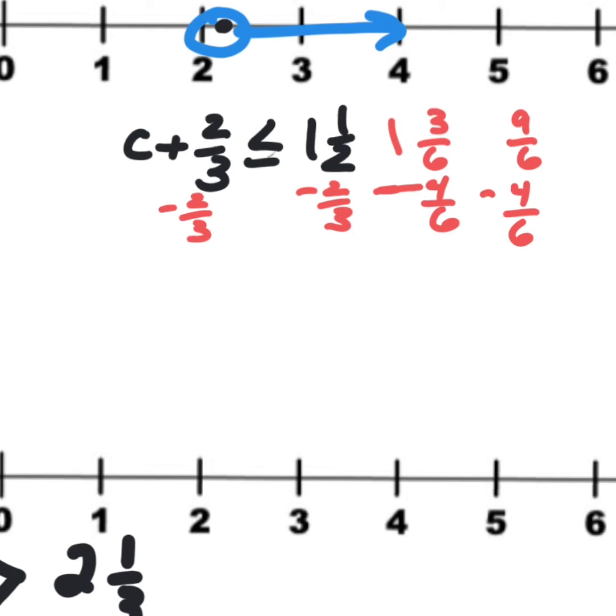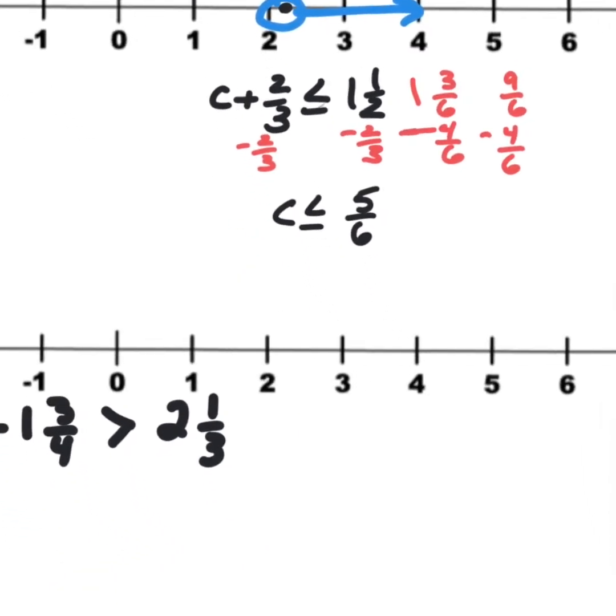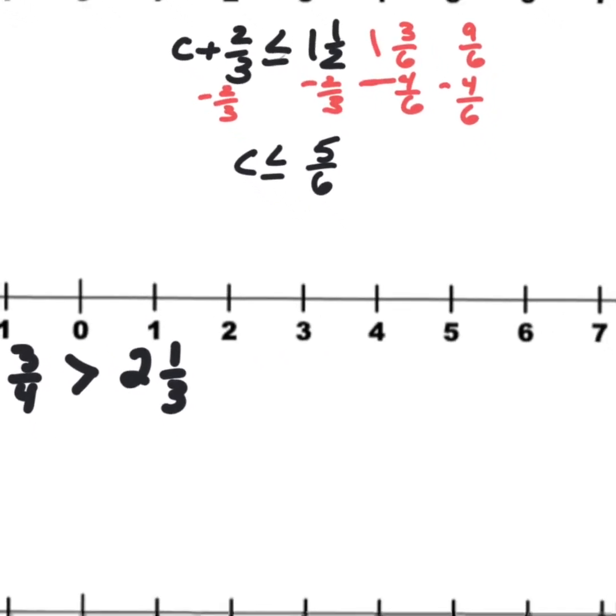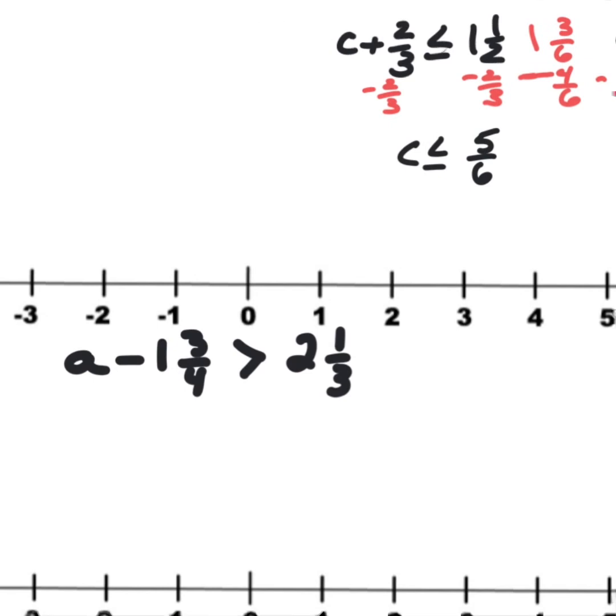So c is greater than or equal to 5/6. I just need to find 5/6. Done that one before. Finding 5/6. Between 0 and 1, 5/6 is about right there. It includes this number, and it's going to be less than that. So everything less than, because 0 is less than 5/6.